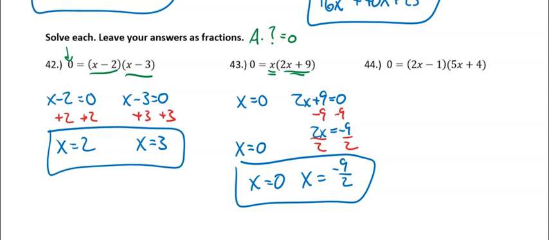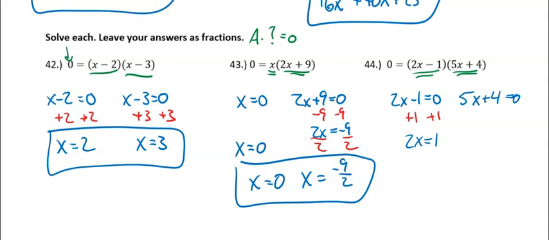These two things multiplied, this guy times this guy, equals 0. So either the 2x minus 1 equals 0, or this 5x plus 4 equals 0. And I solve each. Here I add the 1 to each side. That gives me 2x equals 1. And then I divide by the 2.